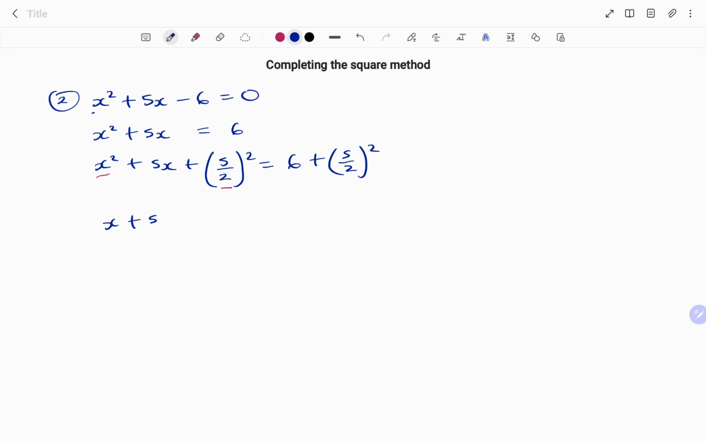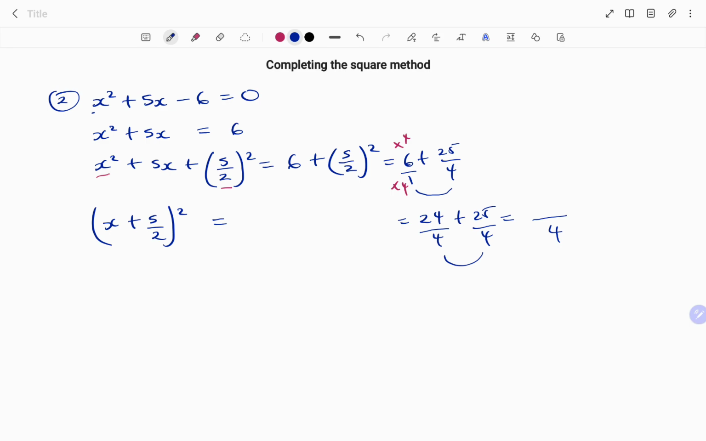I have plus 5 over 2 all squared equals, if I solve this, 6 plus 25 over 4. Making the denominators the same, on this side I'm going to be multiplying by 4. By 4, this will give me 24 over 4 plus 25 over 4. And once the denominators are the same, I can put them under the same denominator. 4, 24 plus 25, that's 49. Slotting that back into my equation, I have x plus 5 over 2 all squared equals 49 over 4.